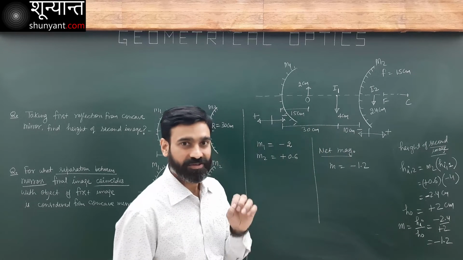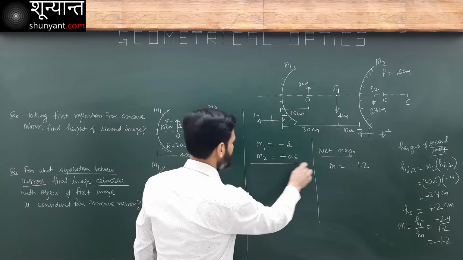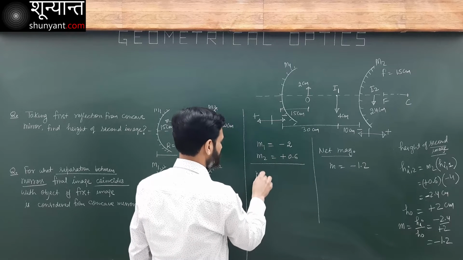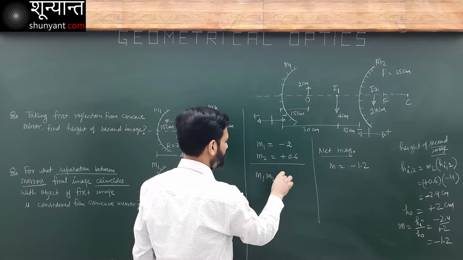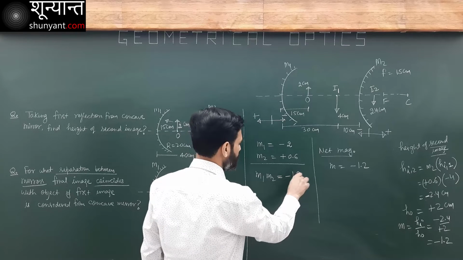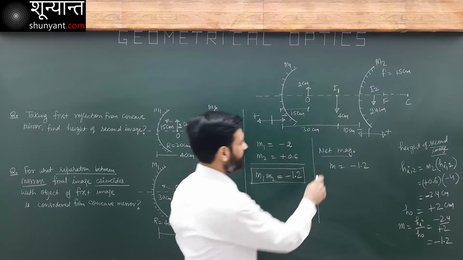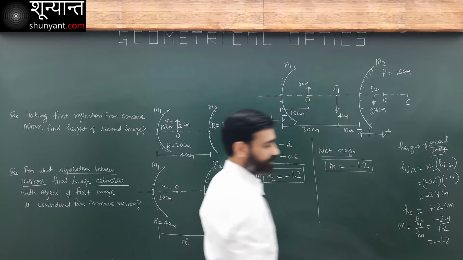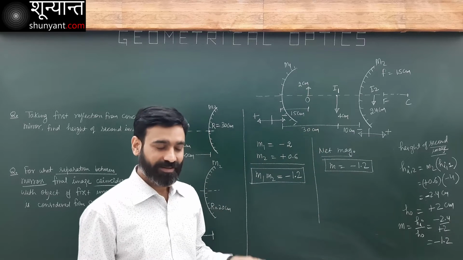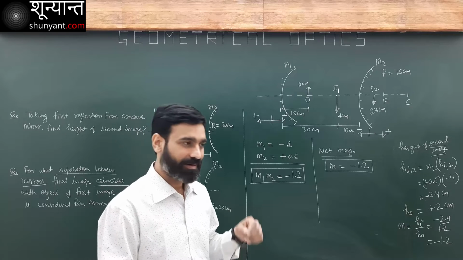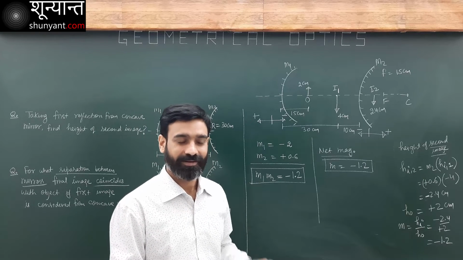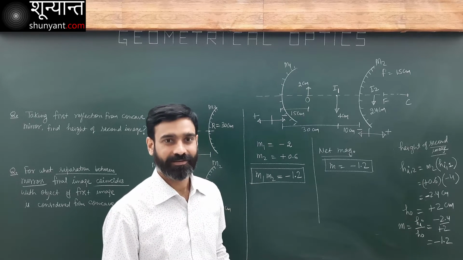Now, interesting thing. If I multiply both M1 and M2, this also is going to be minus 1.2. And here also I am getting the net magnification as minus 1.2. Is this a coincidence or does it happen in all the cases? It happens in all the cases.